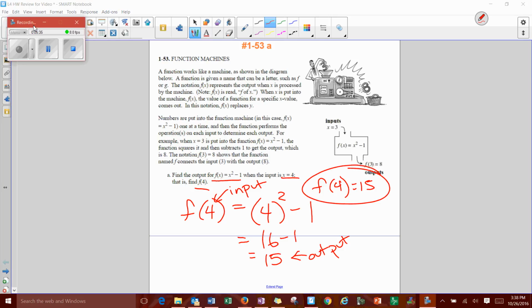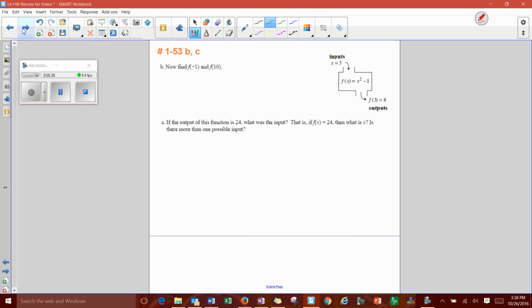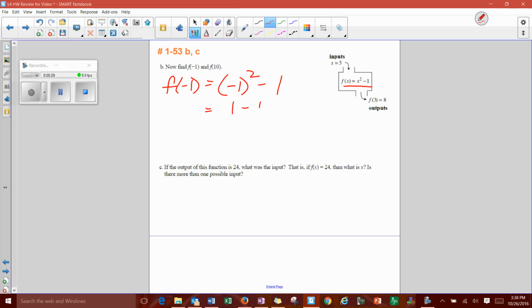Let's take a look now at questions B and C. So here's the same function. Find f of negative 1. f of negative 1 equals, and now we just take this function and plug in negative 1. When I square a negative, this means negative 1 times negative 1, it becomes positive. And so now I have 1 minus 1, which is 0. So f of negative 1 is equal to 0.